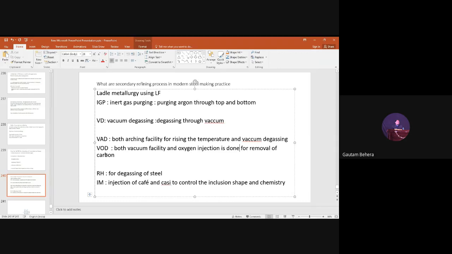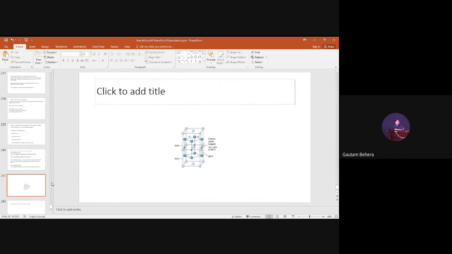Then VOD, vacuum oxygen decarburization. Sometimes, as I told, suppose you need steel which contains a very small amount of carbon, so you can remove the carbon as much as possible by using oxygen and vacuum, right? Because we blow oxygen, which reacts with carbon to form carbon monoxide, and if we apply vacuum, this carbon monoxide can also be easily removed. Then RH, this is a degasser actually, the RH degasser. This is a technique of degassing steel to remove the dissolved gases.